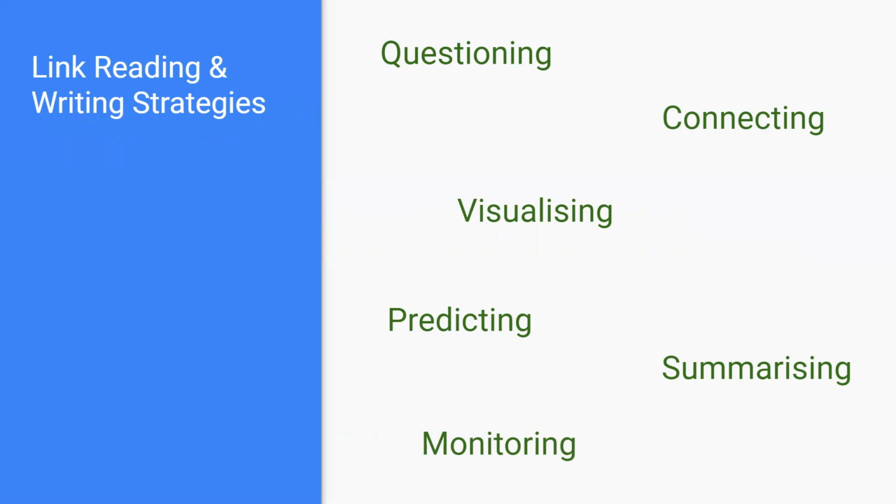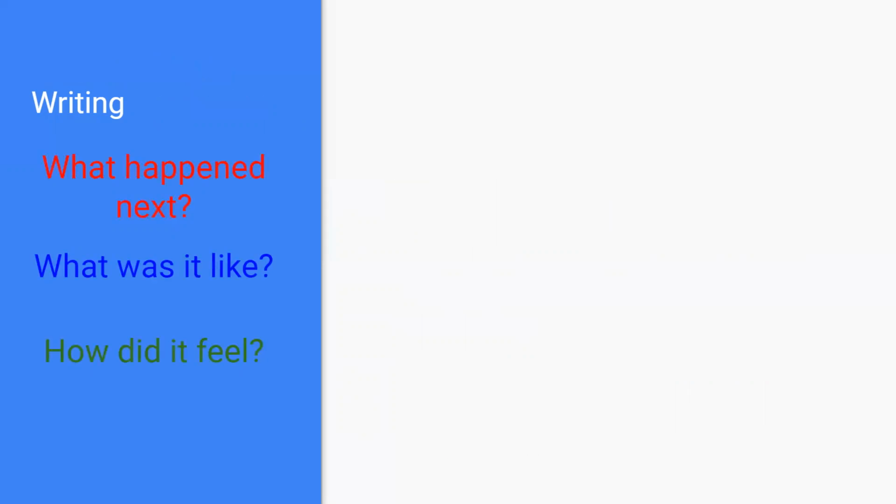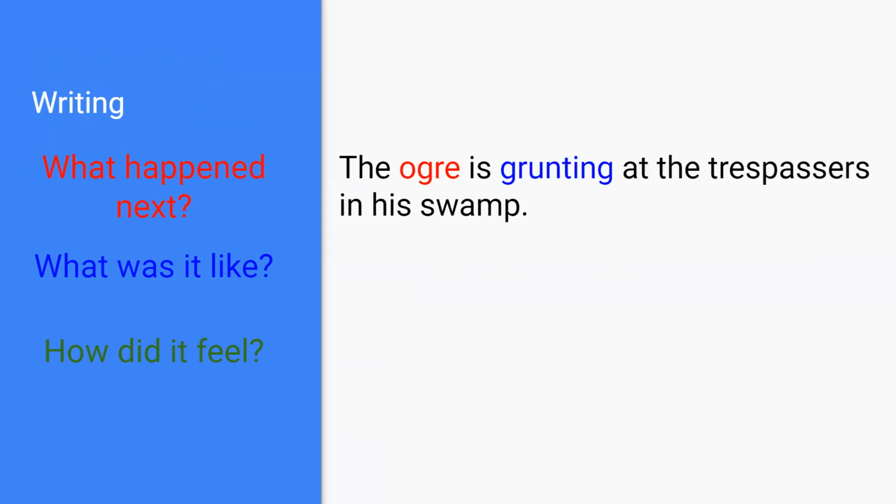reading and writing. When it comes to generating ideas, we need to draw connections, wonder about why something is happening, visualize the scenario, and even predict. To create a paragraph from our topic sentence, we need to draw in our connections and visualizations when responding to our question prompts. Our first sentence is, the ogre is grunting at the trespassers.